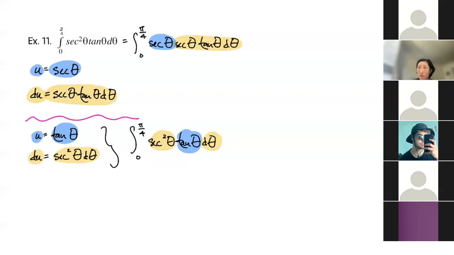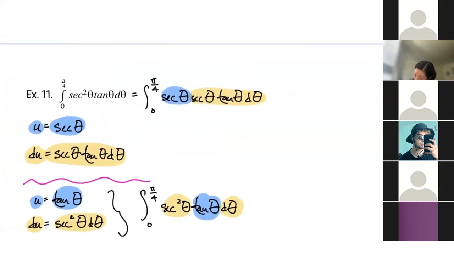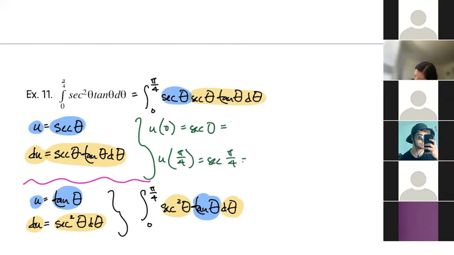But let's go ahead and do the first one here, just because we wanted to. I am going to go ahead and change my bounds though. So u of 0 is secant of 0, and u of pi over 4 is secant of pi over 4. So I think, let's see, secant of 0 is 1 over cosine 0, which is 1 over 1, which is 1. And this is going to be 1 over cosine of pi over 4, which is root 2 over 2. So this will be 2 over root 2. If you feel like you know your tangent values better, choose the second one.